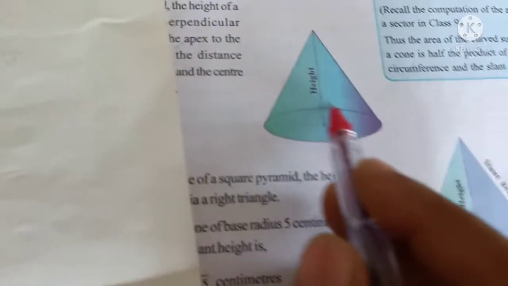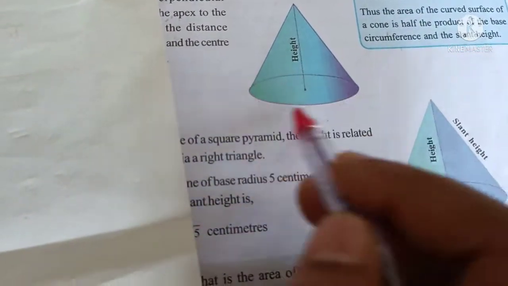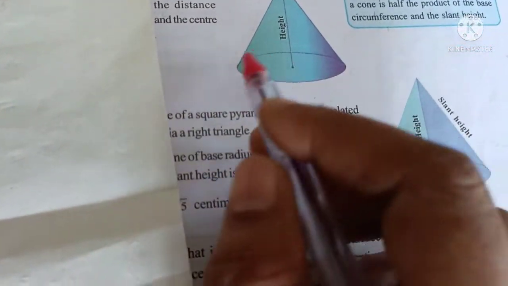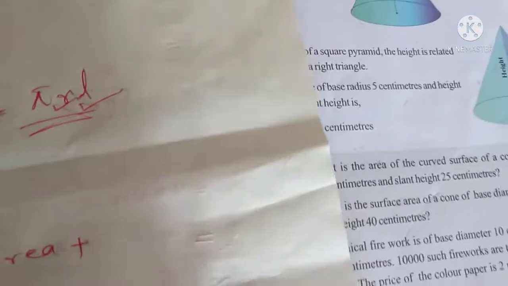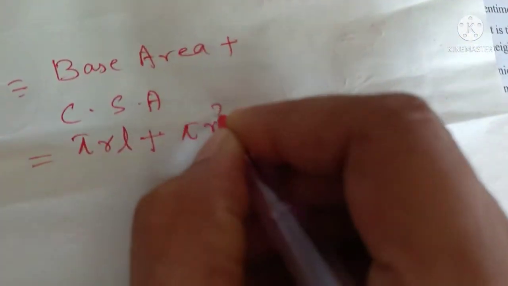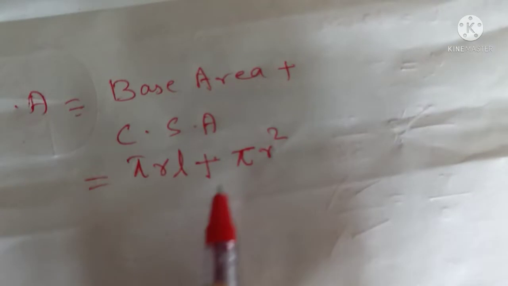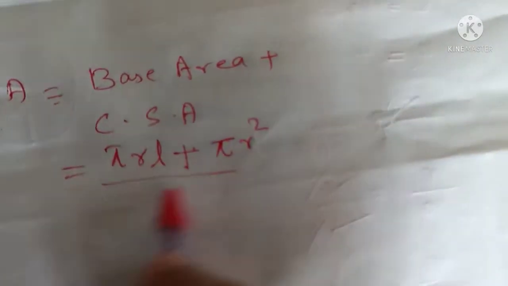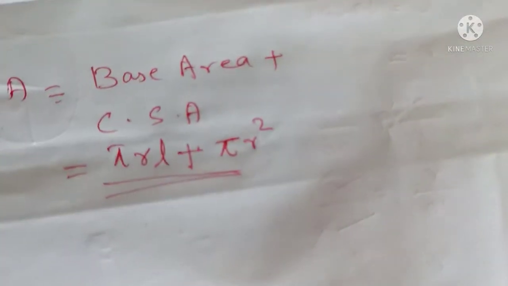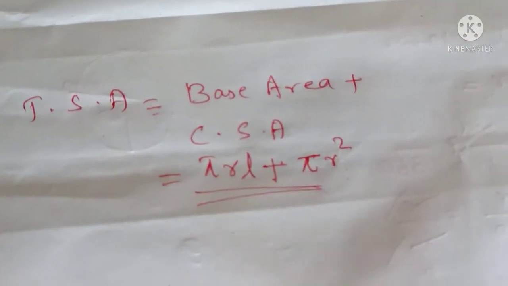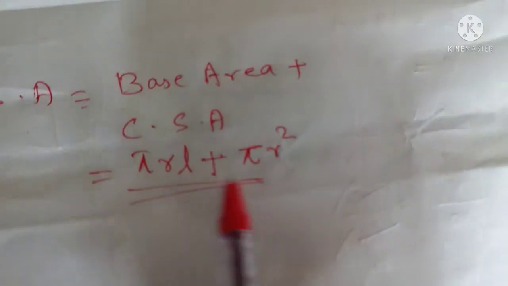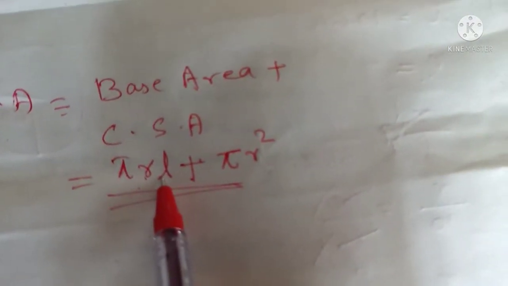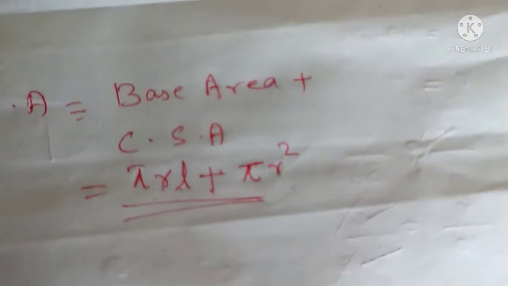Then what will be the base? Here the base is a circle, and how do we find the area of a circle? Area of a circle is pi r square. The base radius is r, so its area is equal to pi r square. So we have pi r l plus pi r square. So the total surface area of a cone is equal to pi r l plus pi r square, where r is the base radius and l is the slant height of the cone.